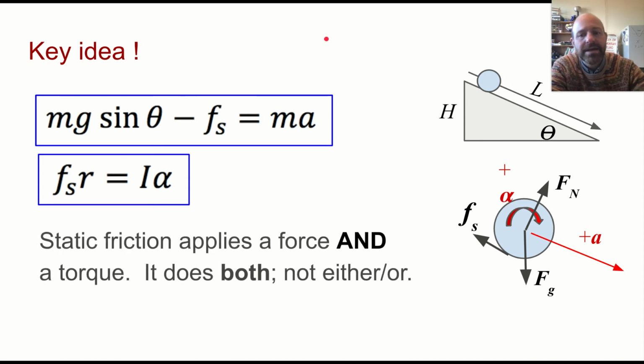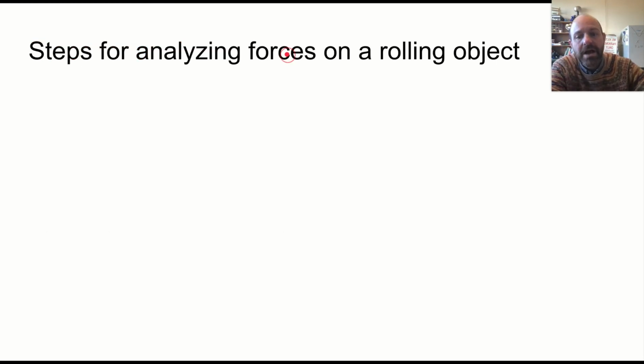So what is the key idea here? Well, the key idea is that static friction applies a force and a torque. It can't do one or the other. Well, some forces could do one or the other, right? The normal force and the force of gravity only apply forces, no torques, because they're acting through the center of mass, whereas the friction applies a force and a torque.